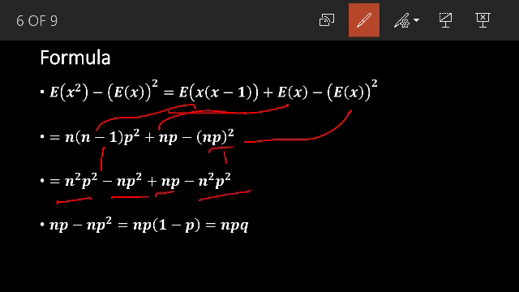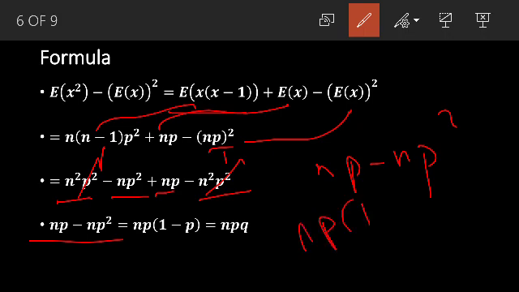When you open this bracket, you are going to get this n squared p squared. So you see here, n squared p squared cancels n squared p squared. So we are left with np minus np squared, okay, which is exactly what we have here. And when you factorize np, you are going to get 1 minus p, which is exactly what we have here.